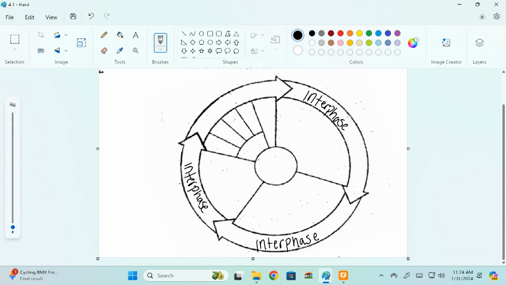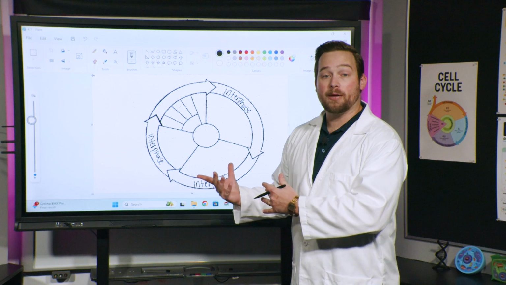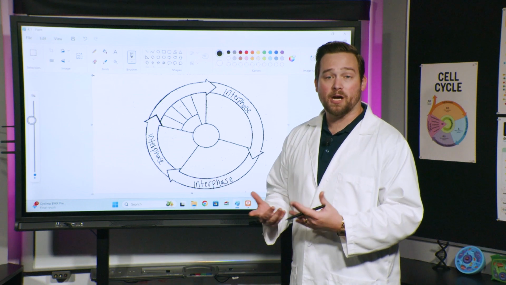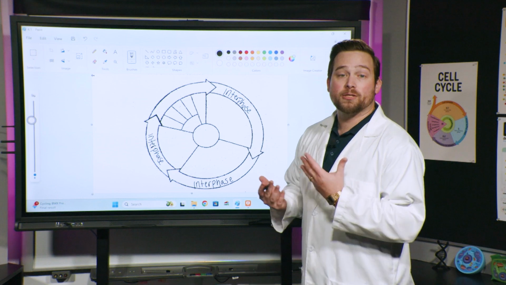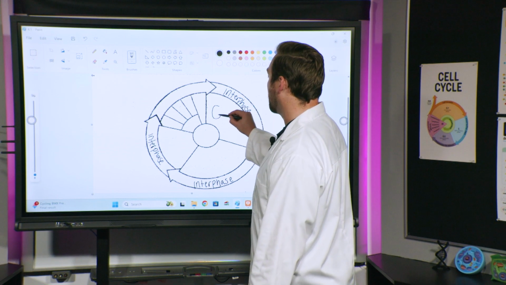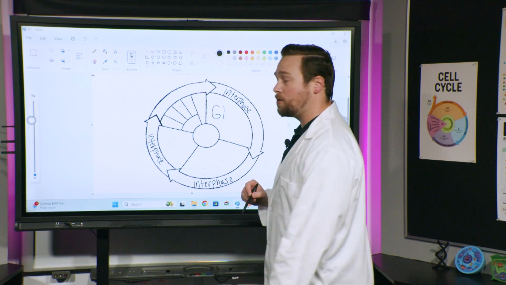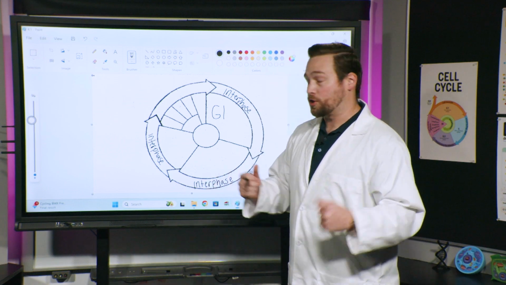And as you can see, in this circle, there are 3 parts of interphase. I mentioned them earlier, but let's label them here so that you have something to study in case you need to look over this on your own time. So interphase has 3 parts. The first part of interphase is called G1. So we're going to label this as G1. You might remember that G just stands for growth. The cell is getting larger here, okay?